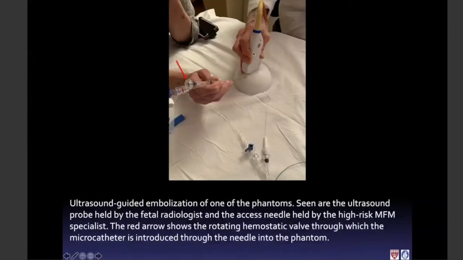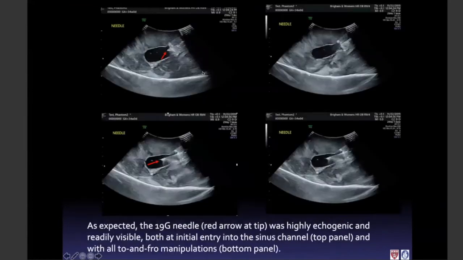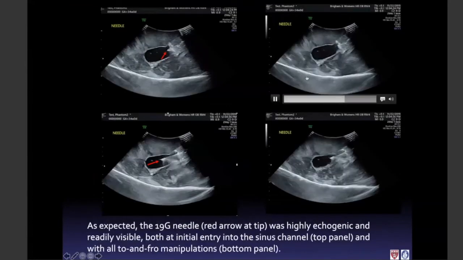And then we did the procedure under ultrasound. You can see the hands of the sonographer and the MFM, who actually are the part of the team that does the fetal cardiac interventions. And then we did the embolization, and you can see what it looks like under ultrasound.